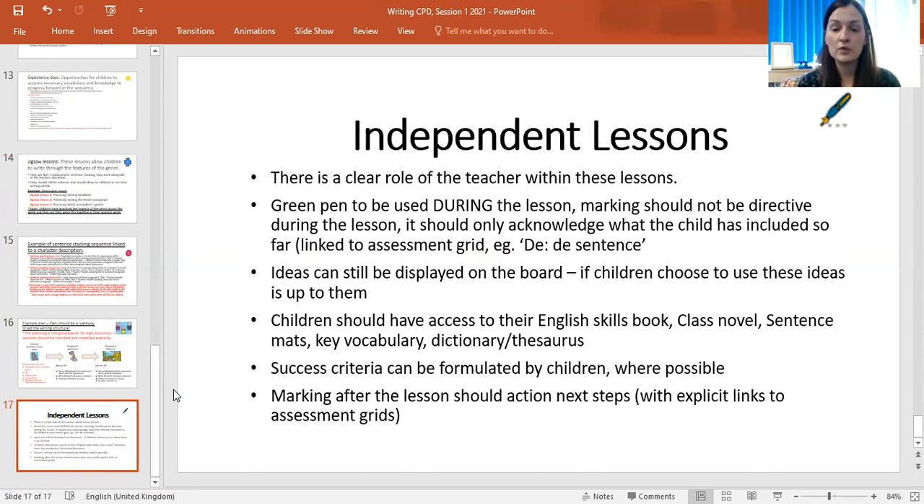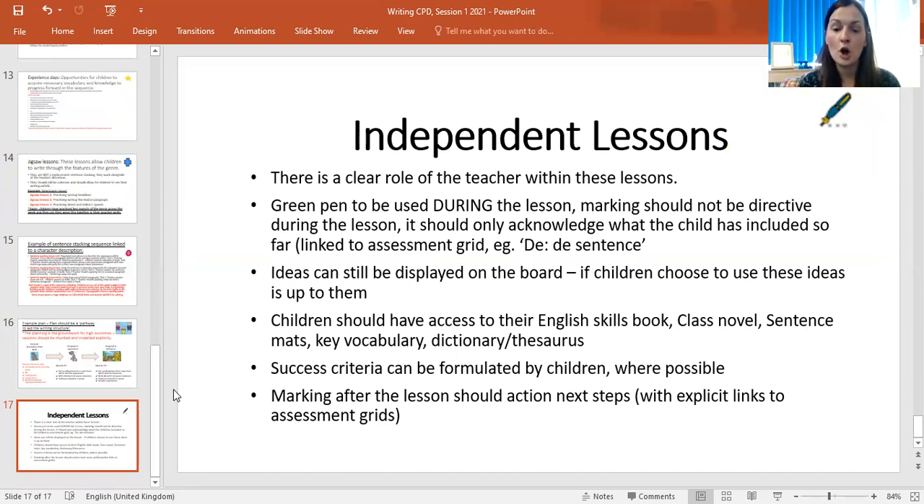And we've decided that with that, because it's independent, green pen can be used during the lesson to mark progress. But when I say mark, I mean acknowledge what the children have done in line with your success criteria that you formulated either together or for the children. So it's not directive marking. So it can't say things like, can you include a capital letter? It's just literally in green pen, a tick, and then it might be 2A because they've included a 2A.